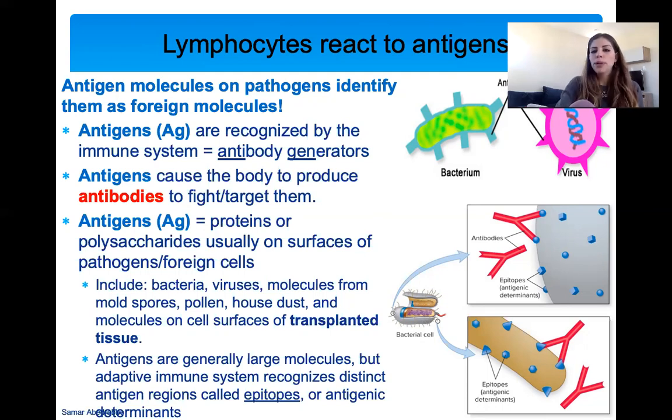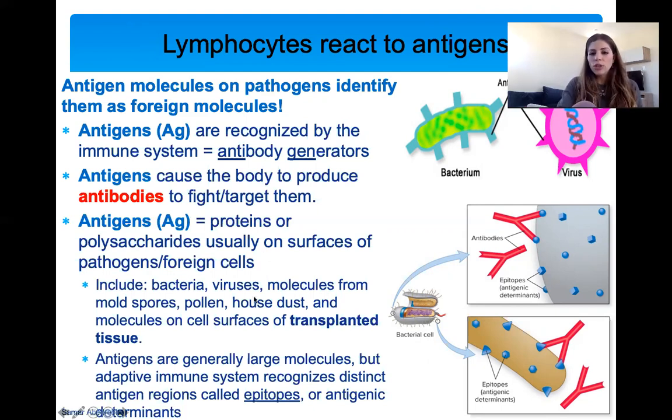They're usually proteins or different sugars, polysaccharides, on the surfaces of pathogens or foreign cells. And they tell your body, for example, if a bacteria goes in, the peptidoglycan from the bacteria is foreign. Your body knows that this does not look like its own cells. So it's going to generate antibodies to target the sugar antigen.